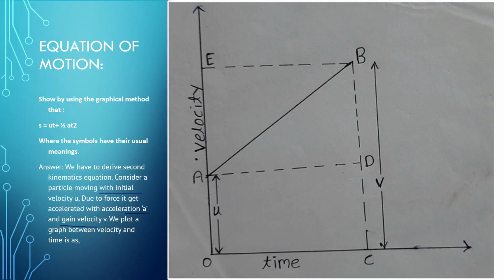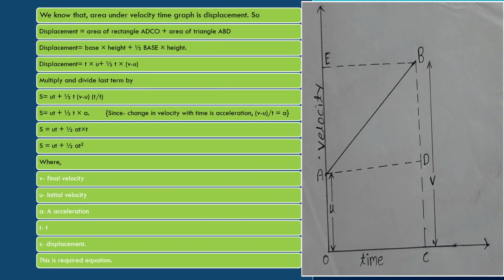So we plot a graph between velocity and time. If you can see the graph on the screen, let's understand further. Now we know that area under velocity time graph is displacement, as discussed in the previous slide. So what is displacement here? Area of rectangle ADCO plus area of triangle ABD. So can we name this as 1 and the second one, the area, as 2?